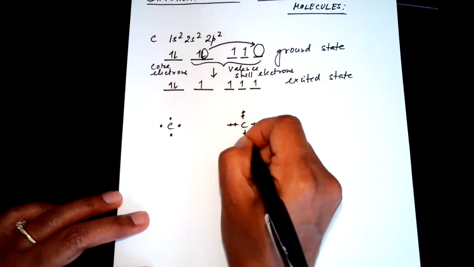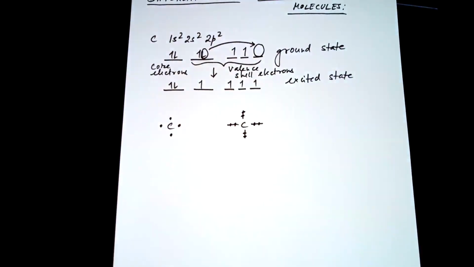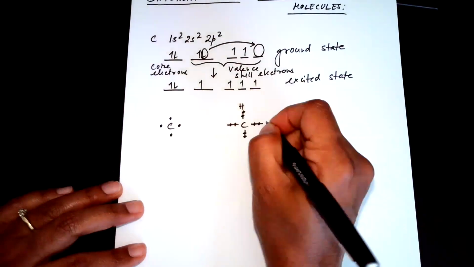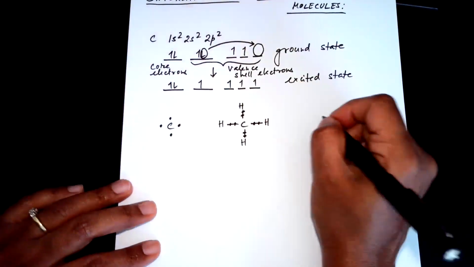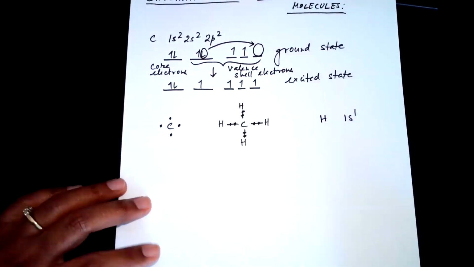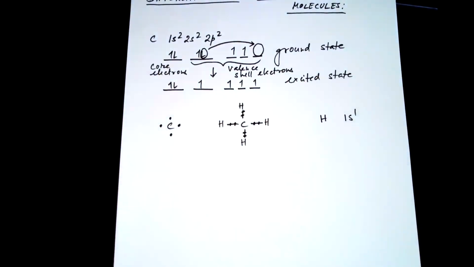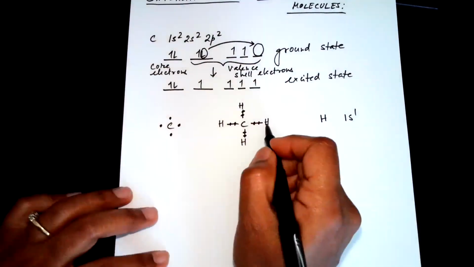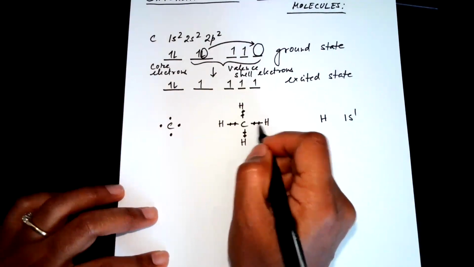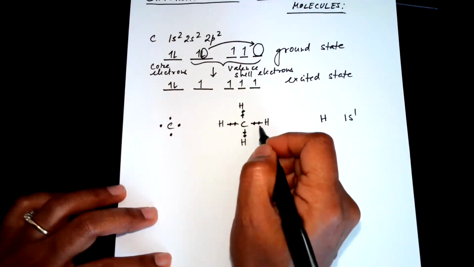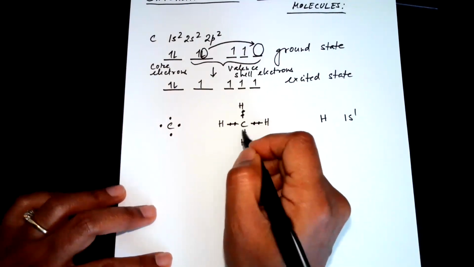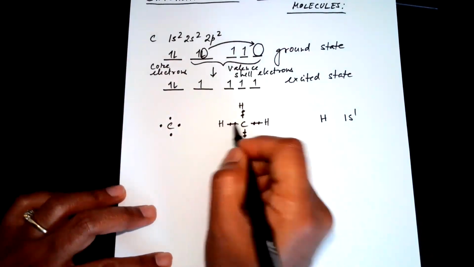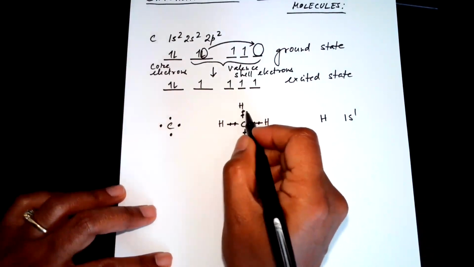Now, the simplest organic molecule that we can think of would be carbon with 4 hydrogens. Hydrogen was 1s1. Your s orbital just has space for 2 electrons to come in. So hydrogens here are actually sharing their electrons with the carbon. So 2 electrons belong to carbon as well as to the hydrogen. So this hydrogen has 2 electrons. That hydrogen has 2 electrons. This hydrogen has 2 electrons. That hydrogen also has 2 electrons.